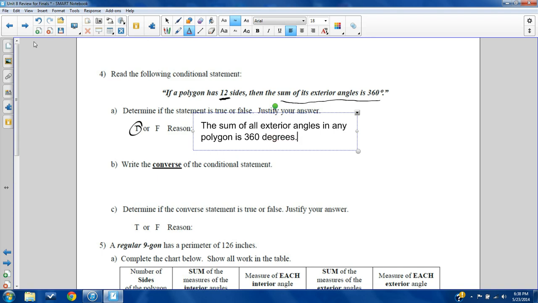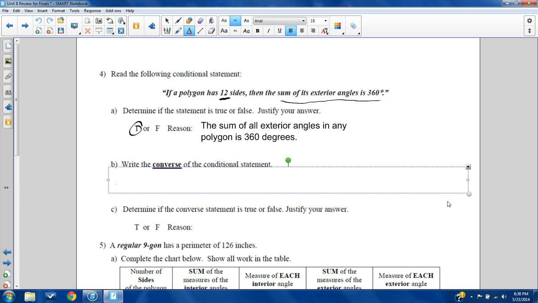Okay, write the converse of the conditional statement. We talked about the converse in the Unit 7 review. You take the if and the then, you swap them, and change almost everything else about it. If a polygon's sum of its exterior angles is 360 degrees, then it has 12 sides.